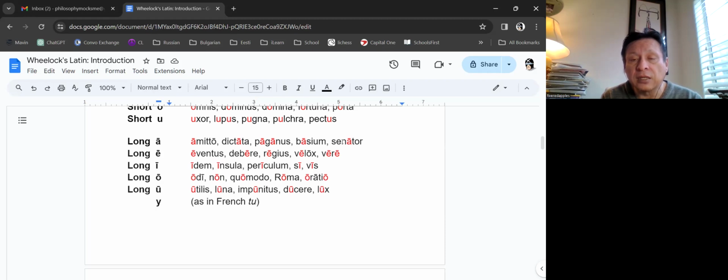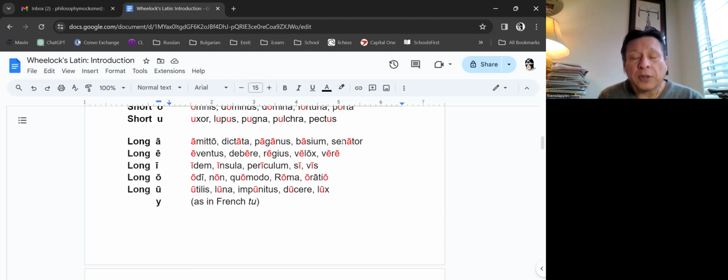Velox just means fast. And then vere, just double long E's. Vere means truly, like verily, right? Ver is truth. Like veritas is truth, right? And vere is truly, really, right? So you hear the A. It's almost like sitting on the dock of the bay, bay. It's that A. It's not E.